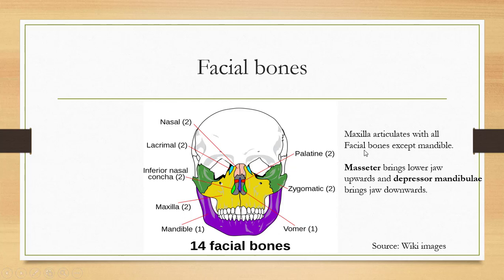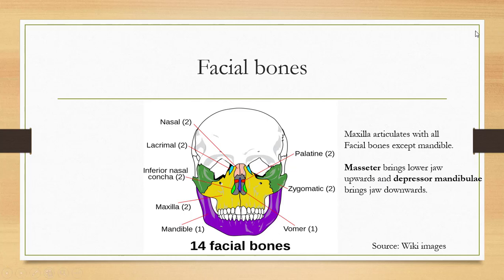Maxilla articulates with all facial bones except the mandible. So what it is saying is that the maxilla is joined with all the facial bones except the mandible. Here I mean directly. It is not directly connected with the mandible. Rather, it is connected with the help of muscles. Masseter is a muscle that brings the lower jaw upwards, and depressor mandibulis is the muscle that brings the jaw downwards. So these are the two muscles, and masseter is the strongest muscle of the human body.